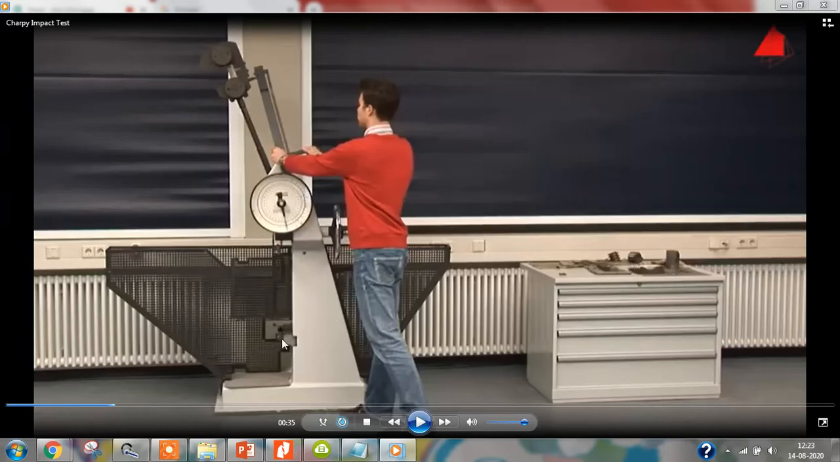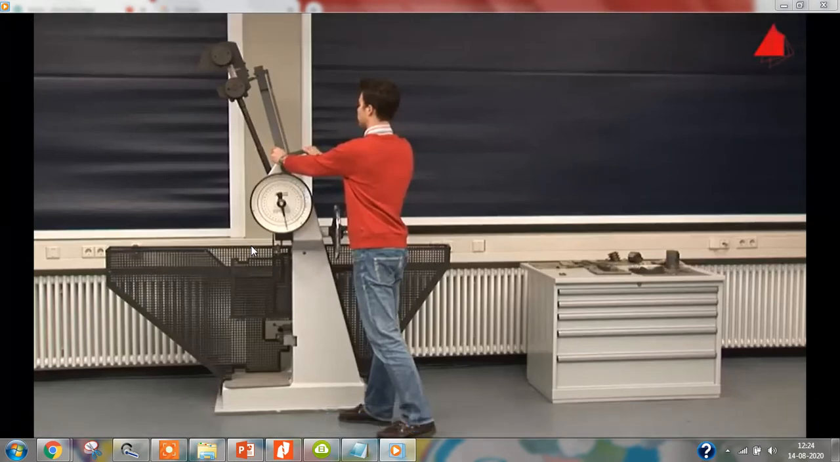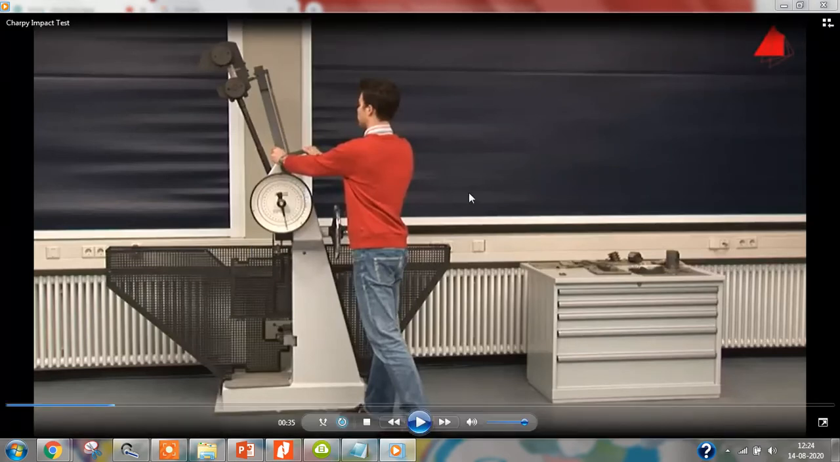But what happens? In between you have a test specimen. This pendulum has a striker. This striker is going and breaking that specimen. Because of breaking that specimen, the pendulum is using some potential energy. It is actually spending some potential energy in breaking the specimen. So after spending some potential energy, will it travel to the same 2 meter height?